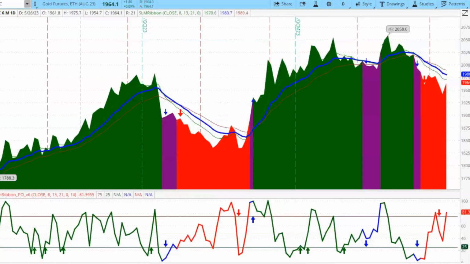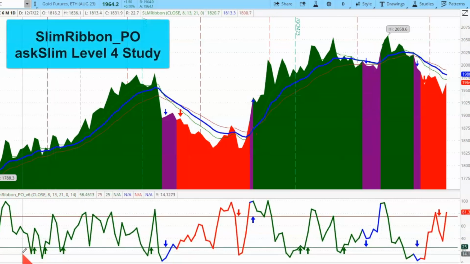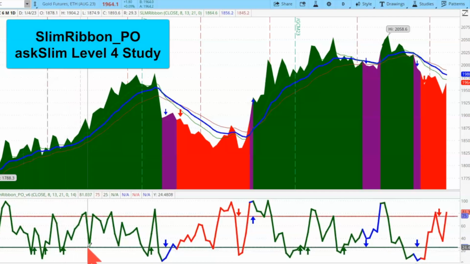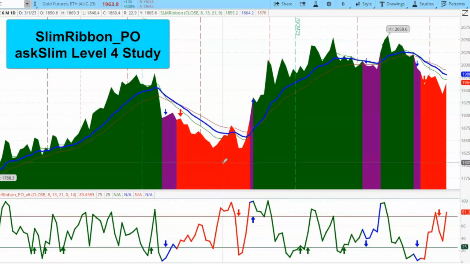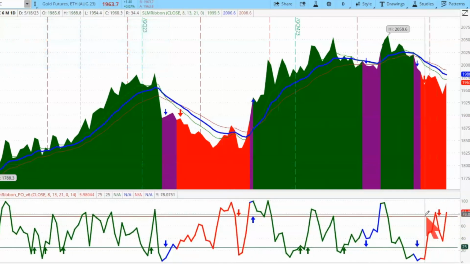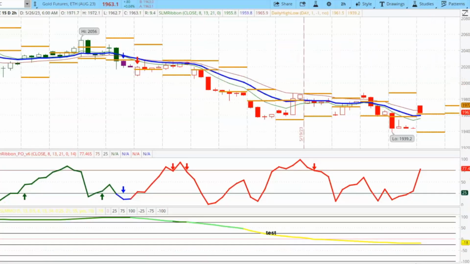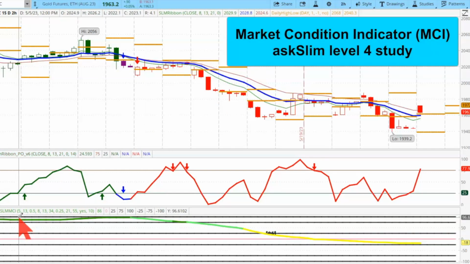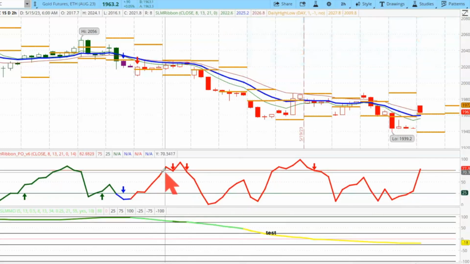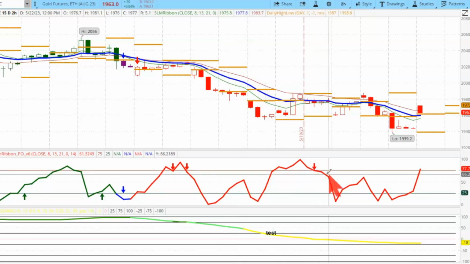Let's take a look at the momentum indicator here, and you can see on the bottom also is the slim ribbon PO, and that tells you when there's upside resumptions to the momentum conditions or when they are negative. As you can see the slim ribbon above, and you can see right over here the downward resumption and negative conditions looking at the slim ribbon PO. And the last one we're going to look at in here is our market condition indicator, the MCI. You can see when it goes through the 25, it's a test. It hasn't gone through the minus 25 yet, but over here you could see on this 2-hour chart how these resumption signals on the downside have been warning you of weakness in the gold market.